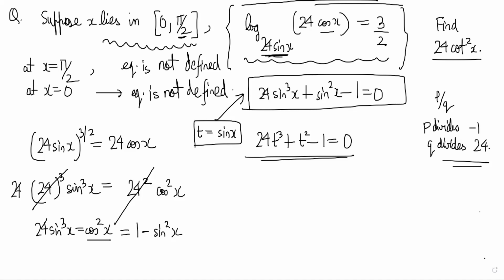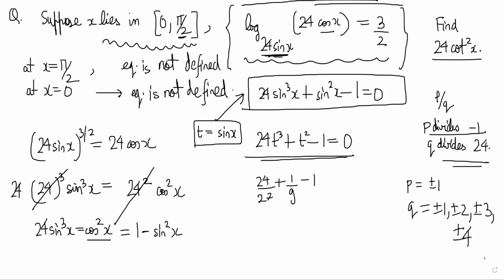Is anybody getting any roots? Yes, sir. It's 1 by 3. Okay. How are you getting the roots? Your p divides -1, so p can be plus or minus 1. Q can be plus or minus 1, 2, 3, out of which 1 by 3 is coming for you. Yes, sir. 1 by 3 becomes 24 by 27 plus 1 by 9 minus 1, which is 0. Okay, fine. So 1 by 3 is coming.